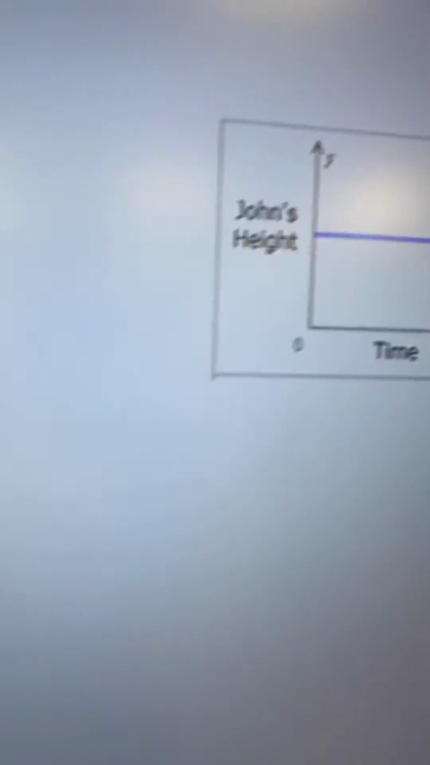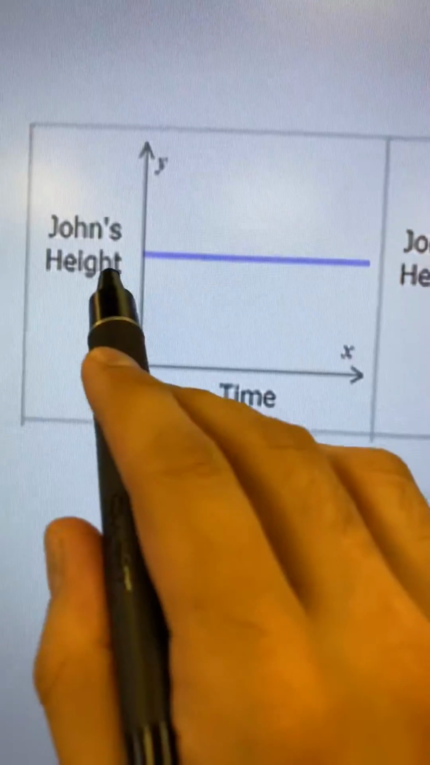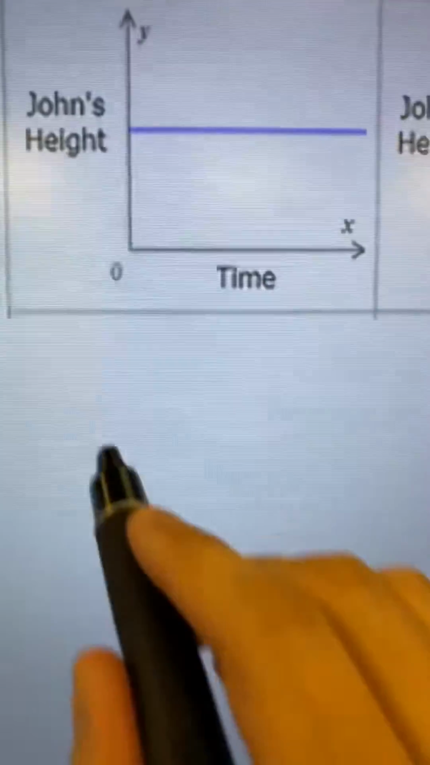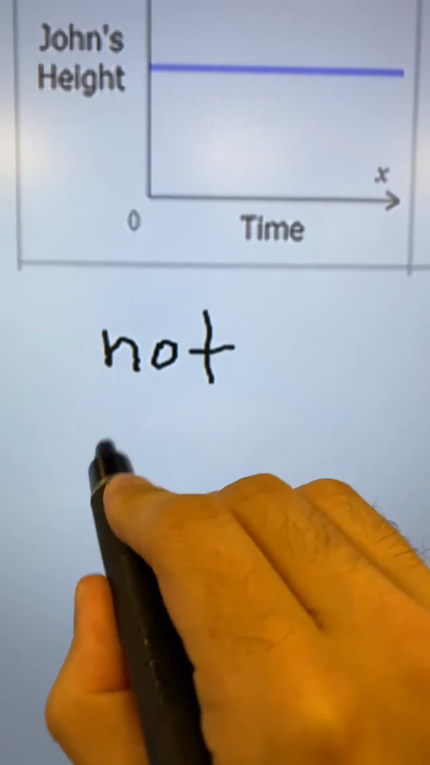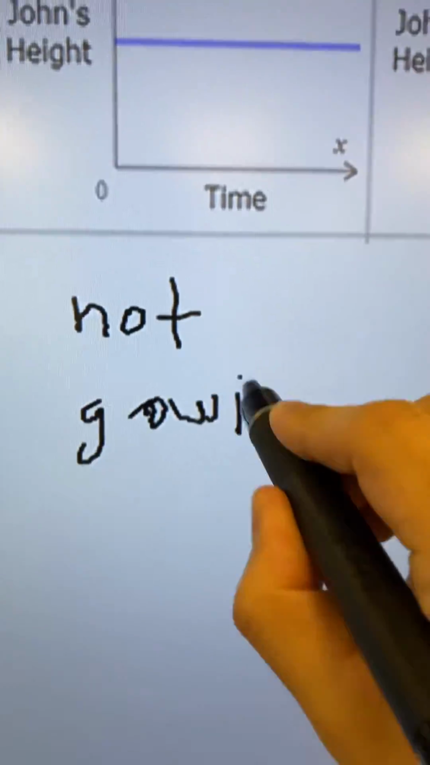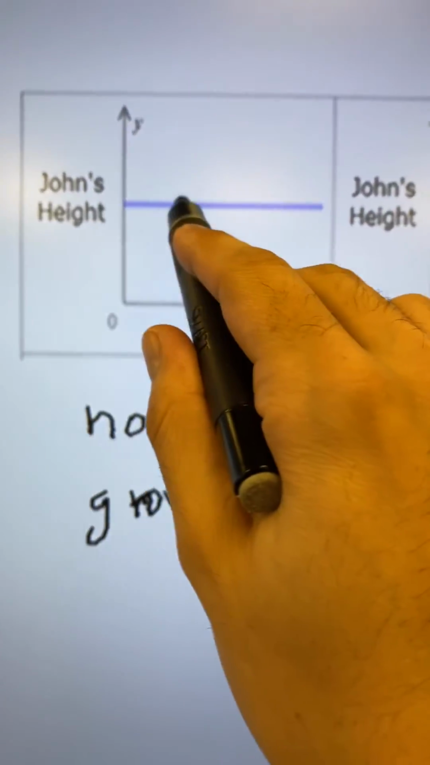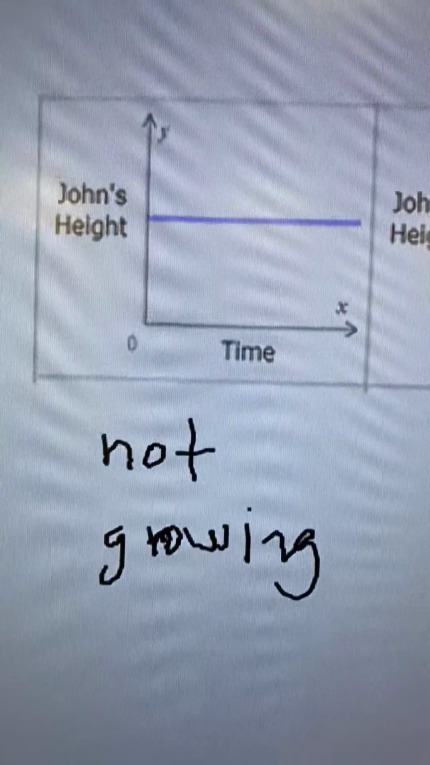But now we've got to put it into context. In this case here, we know that everything is staying the same. So what does it tell me about John's height? That means that John is not growing. John is not growing in this case because the height stays the same. And if your height stays the same, that means you're not growing.